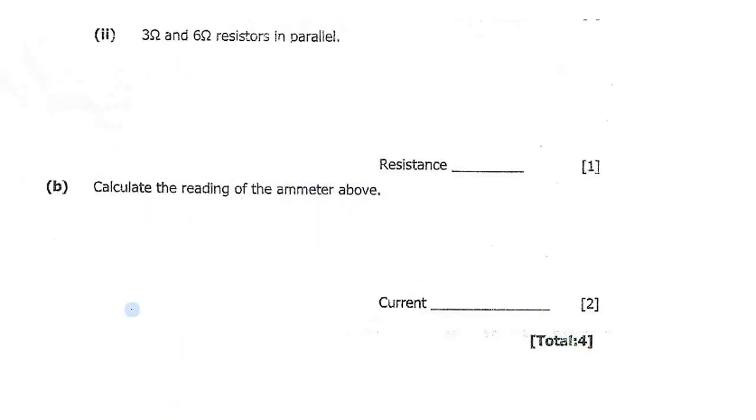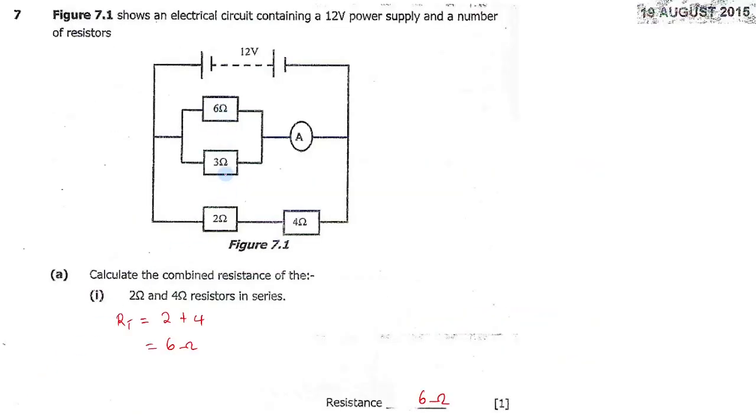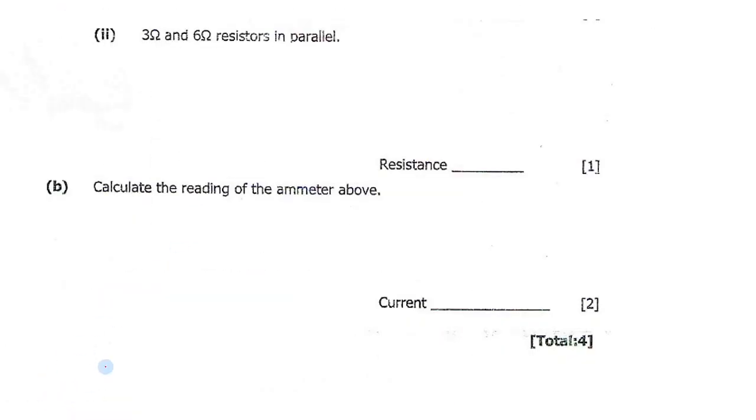Then you move. Here they're saying 3 and 6 ohms. So we find the combined resistance of the 3 and 6. Here it is product over sum. So total resistance will be equal to 3 times 6 over 3 plus 6. 3 times 6 is going to give us 18, divided by 3 plus 6, which is 9. So 9 into 18 is 2. So total resistance will be 2 ohms.